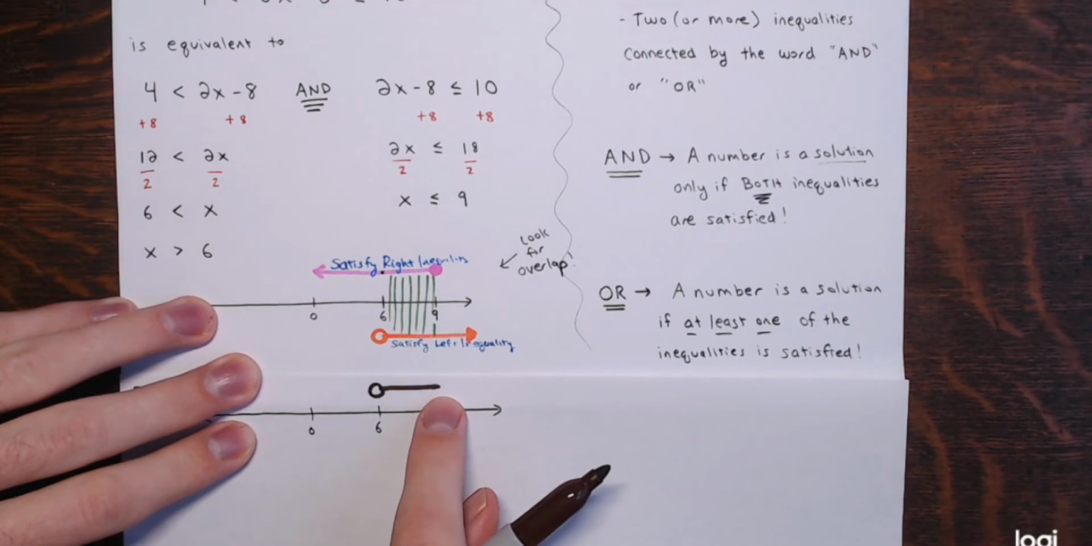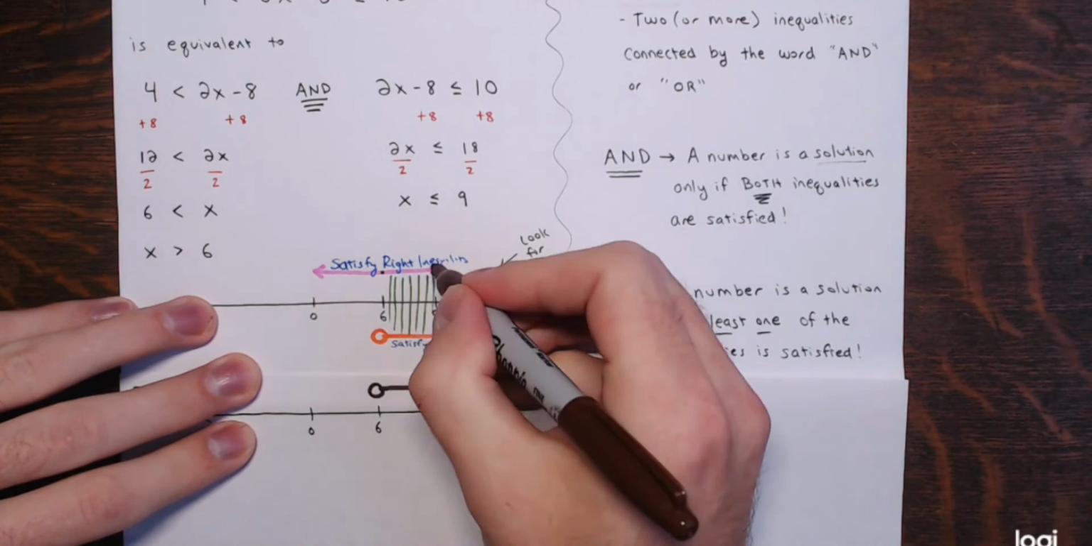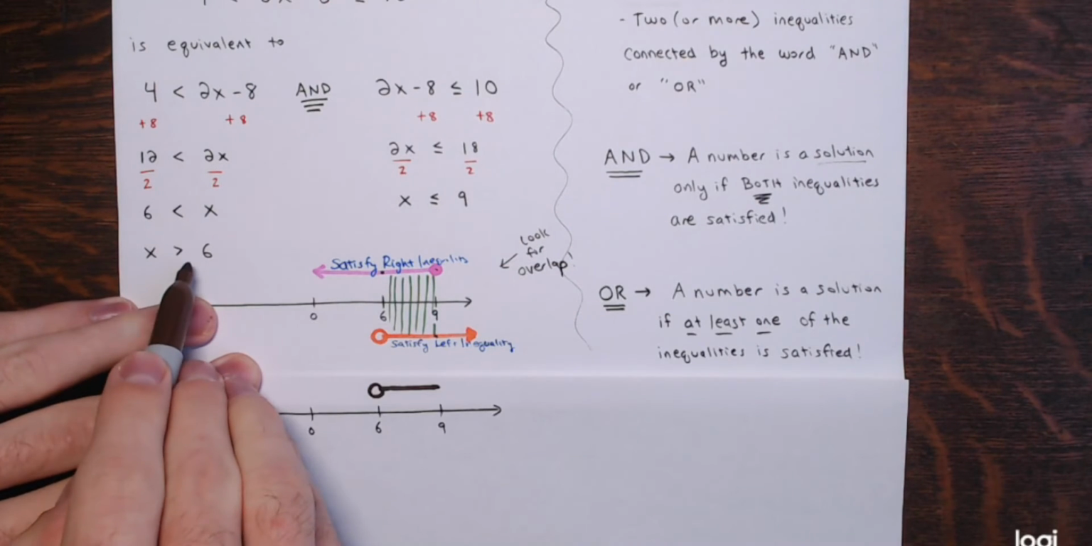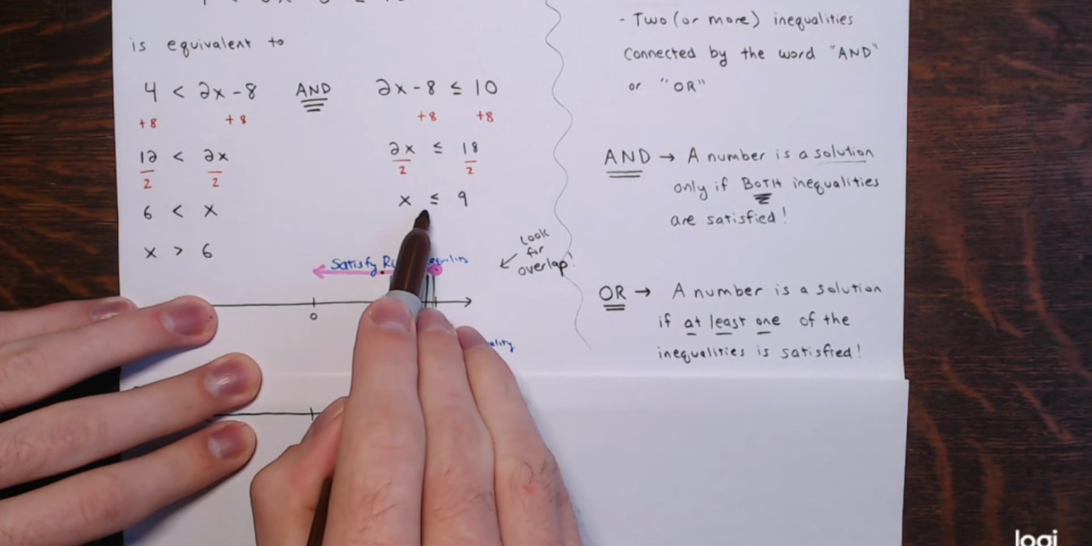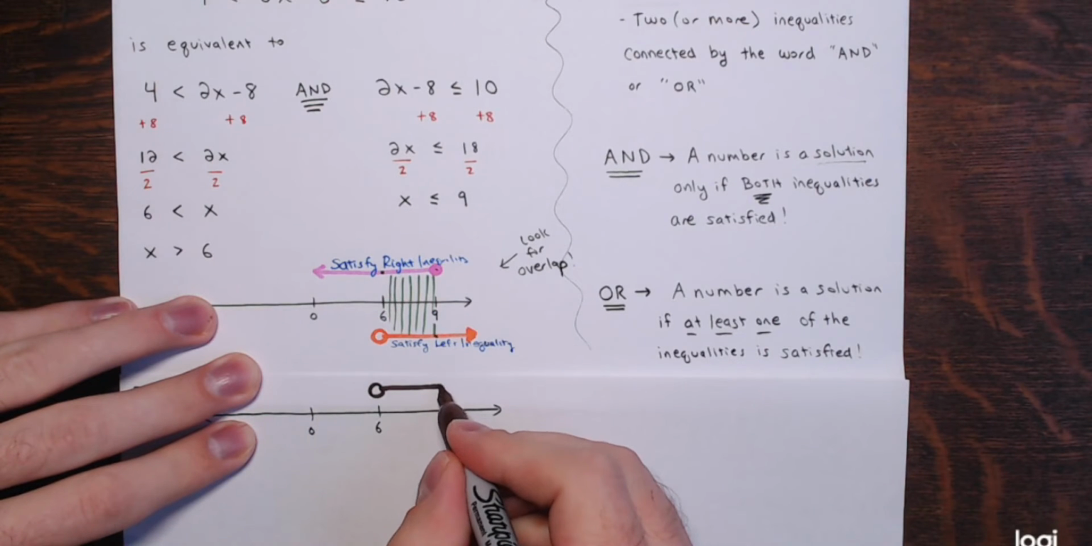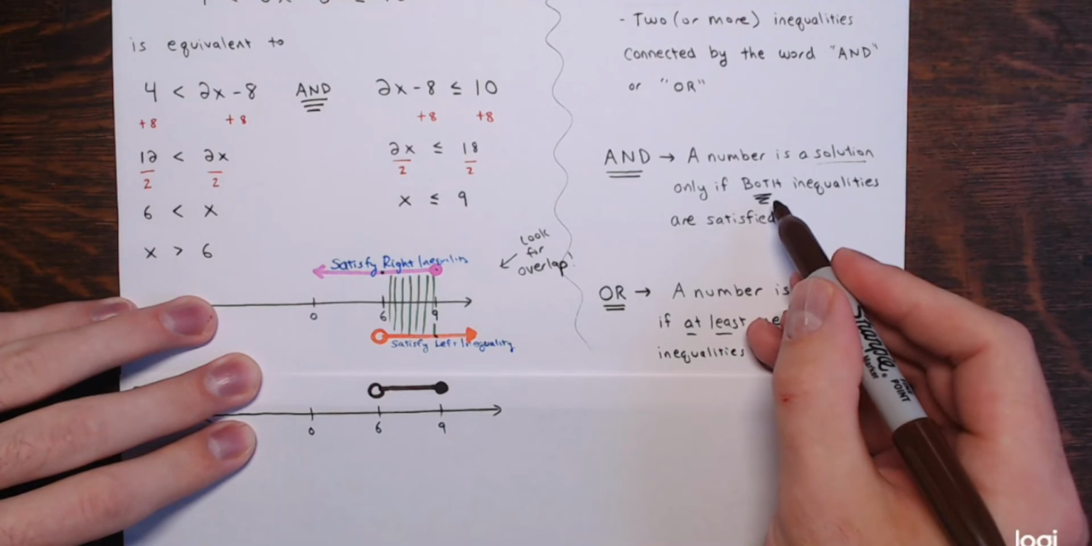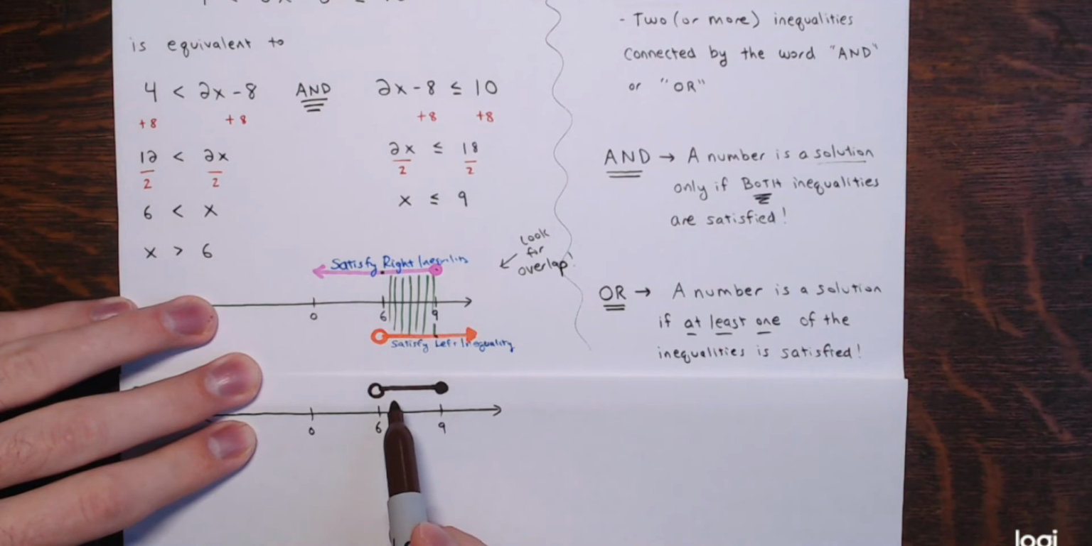How about 9 though? 9 is on both. See, it's there and it's there. 9 is greater than 6. 9 is less than or equal to 9. So 9 actually is a solution. I put a point in it because it satisfies both inequalities. And then I leave it to you to check. Take any number between 6 and 9. Take 7, 8, 7.2, 6.3, 2 times pi, whatever.